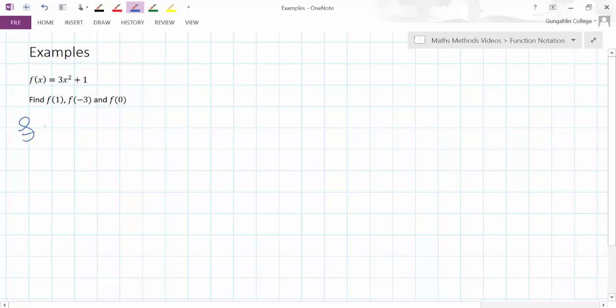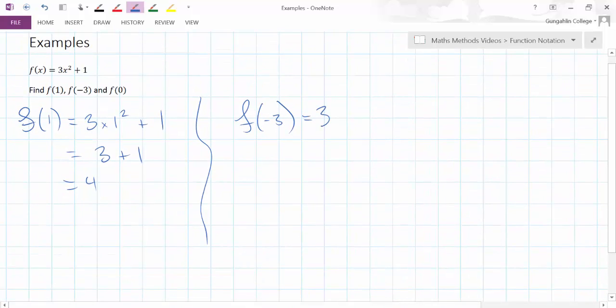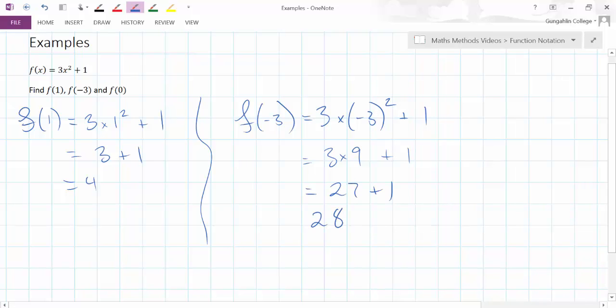So if I wanted, I can work out f of 1. F of 1 is going to be this expression with the x replaced by a 1. So in this case, I'm getting 3 times 1 squared plus 1. 3 plus 1 is 4. If I want to substitute in minus 3, I can write that as f of minus 3. If I work that out, putting minus 3 in, I get this expression. Minus 3 squared is 9. 3 times 9 plus 1, 27 plus 1, or 28.